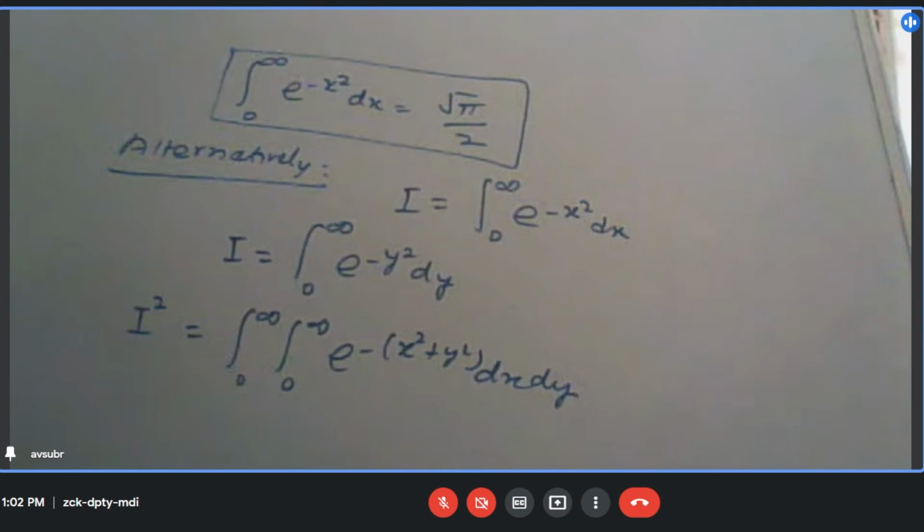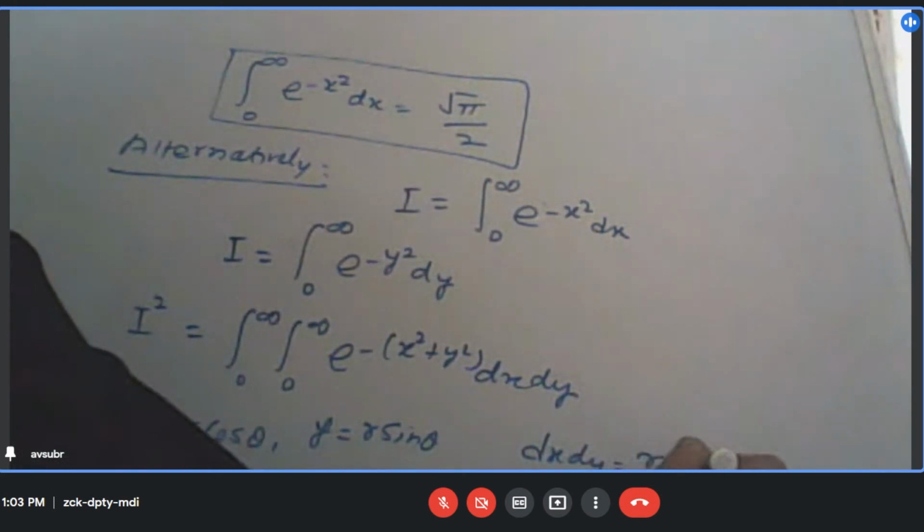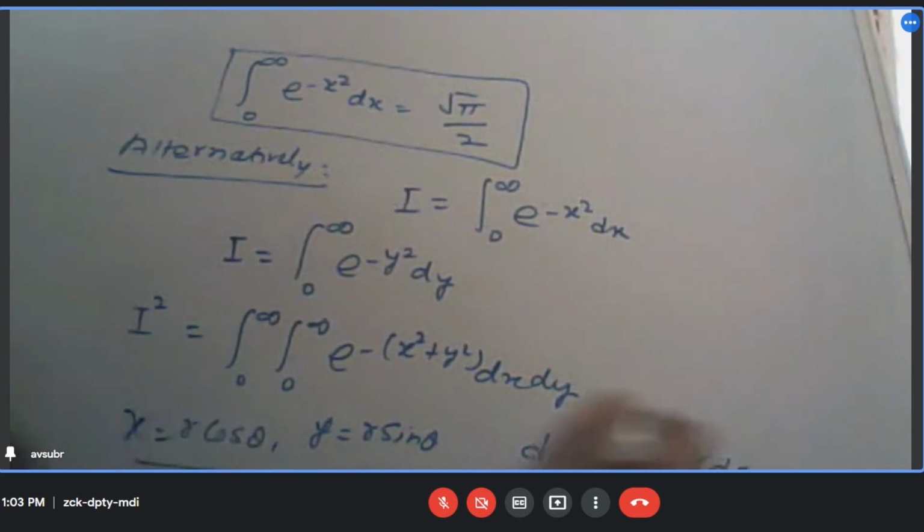All right. Now, if I use x equal to r cos theta and y equal to r sin theta, that is, polar coordinates, then in that case dx dy can be written as r dr d theta. Is it okay? Do you understand?